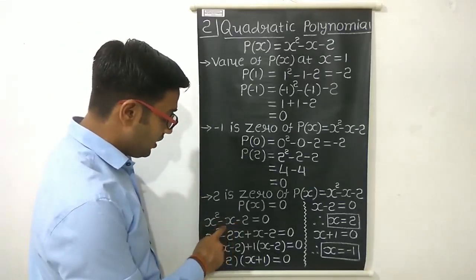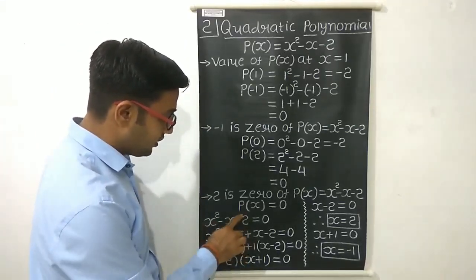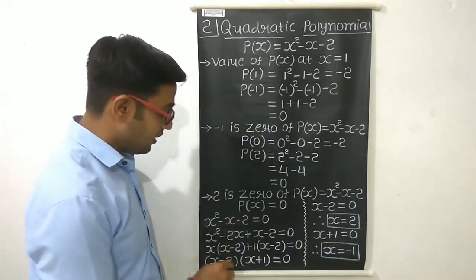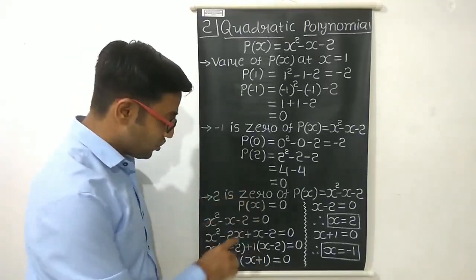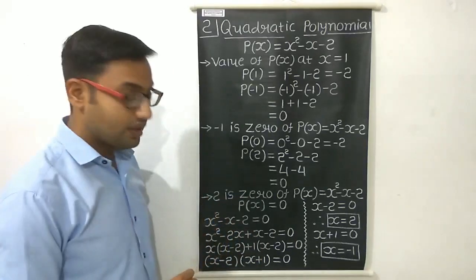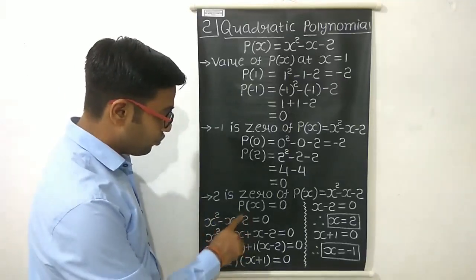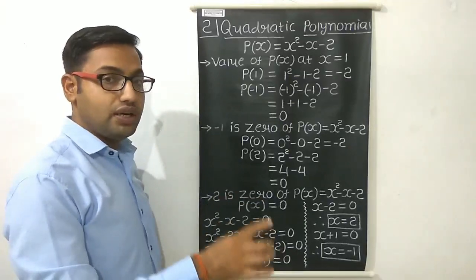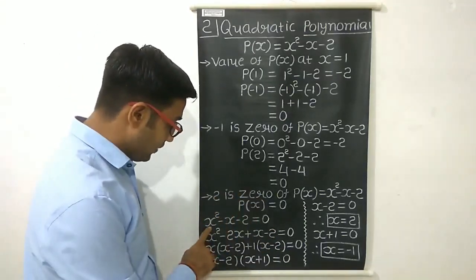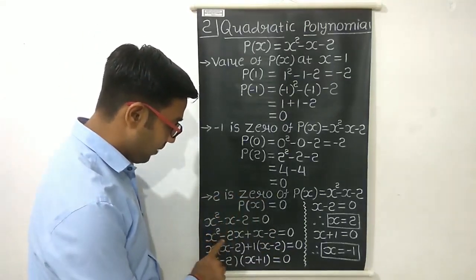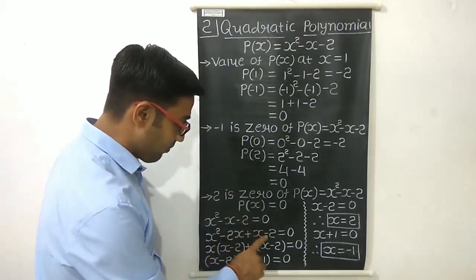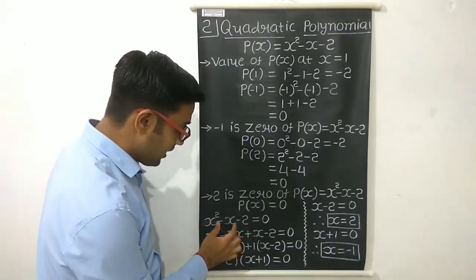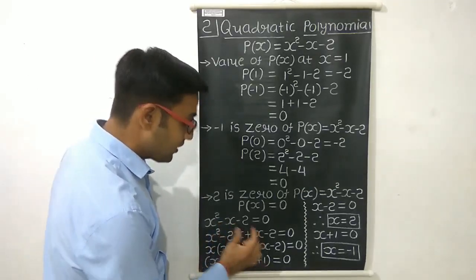So here the middle term coefficient is 1, and here it is 2. We have to factorize 2 such that the subtraction of its factors becomes 1. So 2 ones are 2, and 2 minus 1 is equal to 1. So we can write here x square minus 2x plus x minus 2. So we split the middle term minus x as minus 2x plus x.